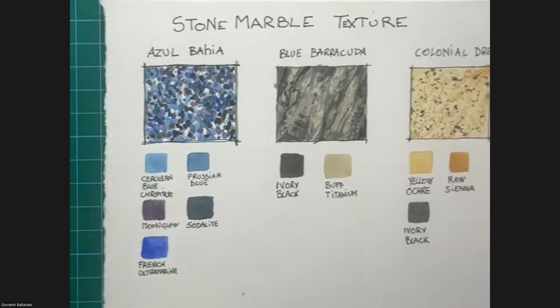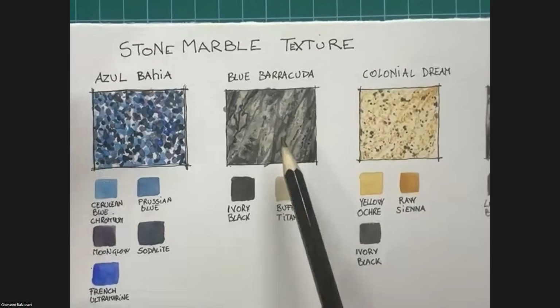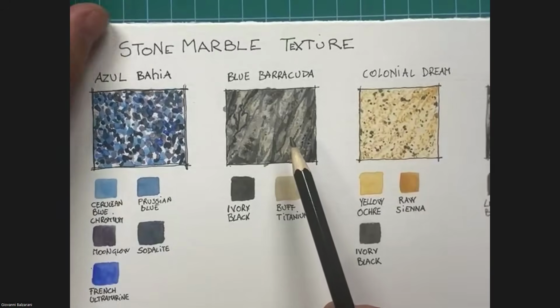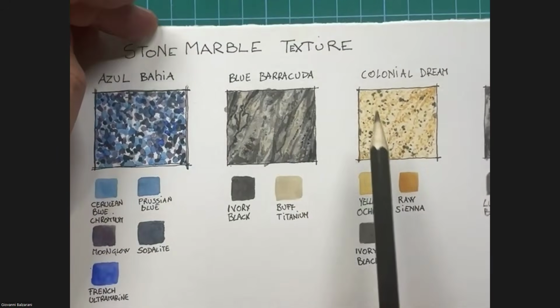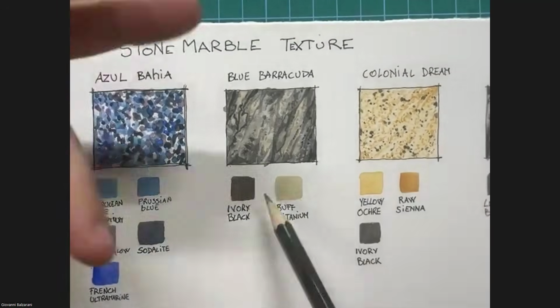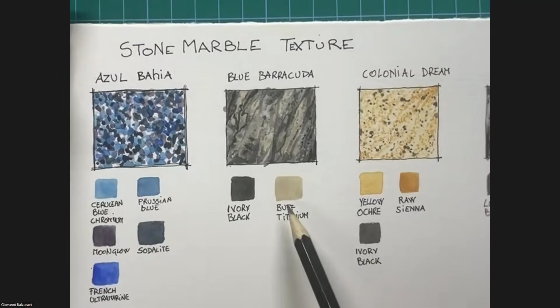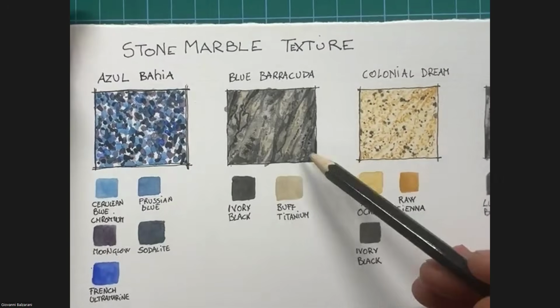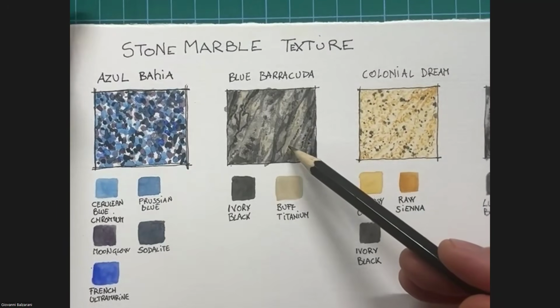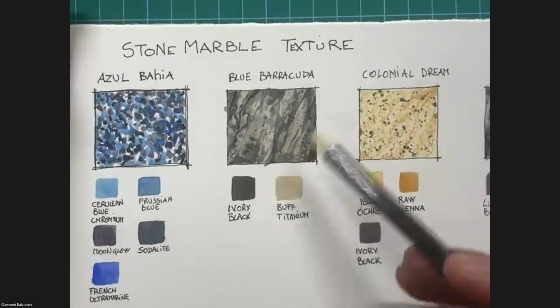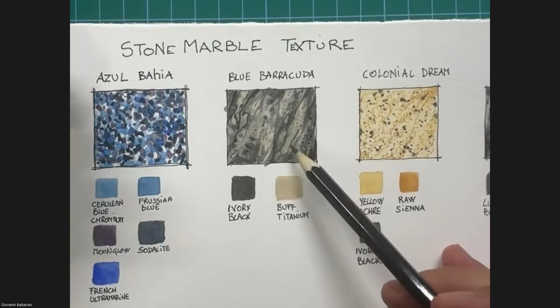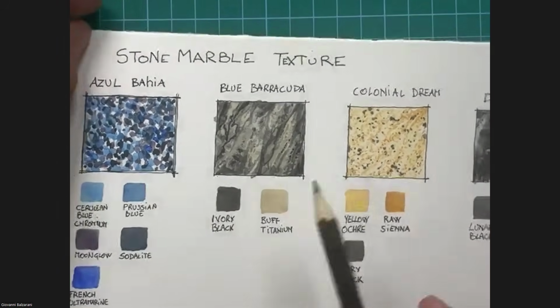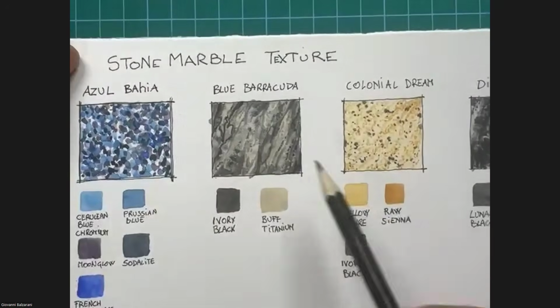And next is one of the dark marble textures, called blue barracuda, and I experimented with the color with ivory black and buff titanium. The buff titanium after, because the ivory black in this part powers it down and obtains this soft shade and a very, very beautiful marble with the beads.